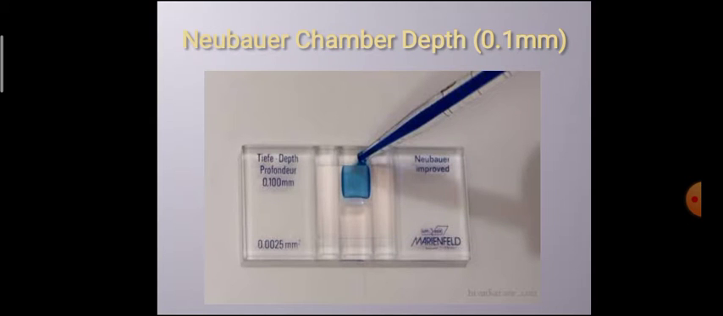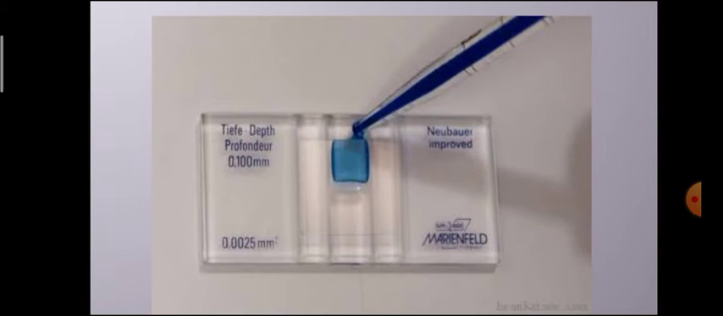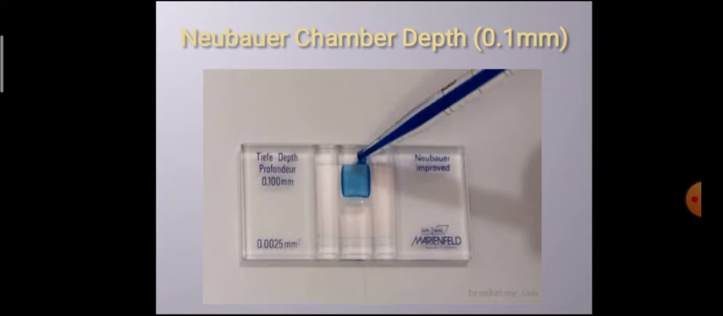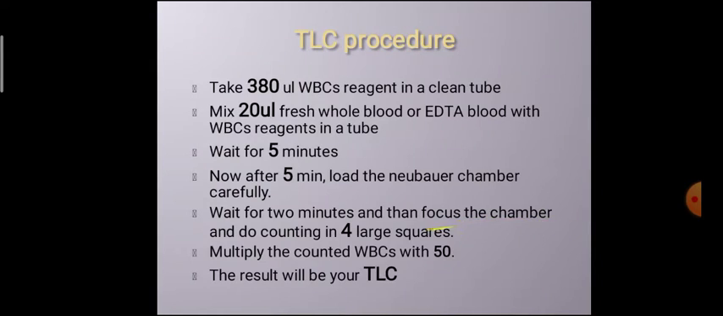Now, the Neubauer chamber depth is 0.1 mm. What is the depth of the Neubauer chamber? Very easily: whenever we put the cover slip on the Neubauer chamber, the space between the chamber and the cover slip in which we can introduce the sample is the depth of the Neubauer chamber, and 0.1 mm is the depth.